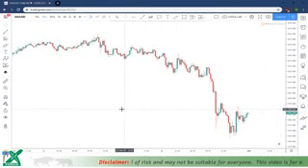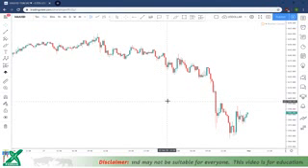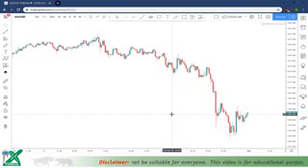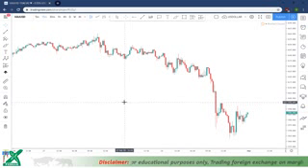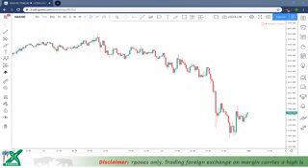So if you know about market structure, that's good. If you don't know anything about market structure, you will learn from the basics. And if you already know, as I told you guys, you can get some more points which will help you in the future. So let's start.